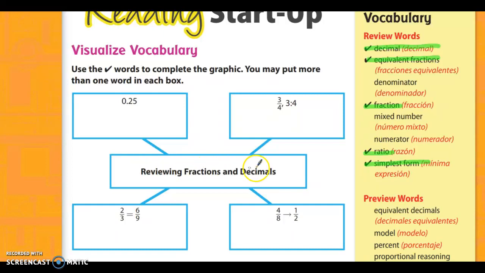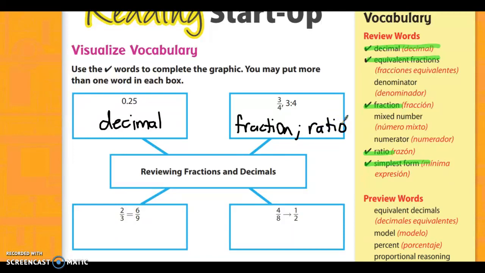So this says reviewing fractions and decimals. What is this? This is a decimal. I wouldn't probably put any other word in there with it. Some of these we might have more than one term, but I would just put decimal here. So over here we've got the first term is a fraction, and the second term I would call a ratio. So I'd put 2 answers in this one, a fraction and a ratio.